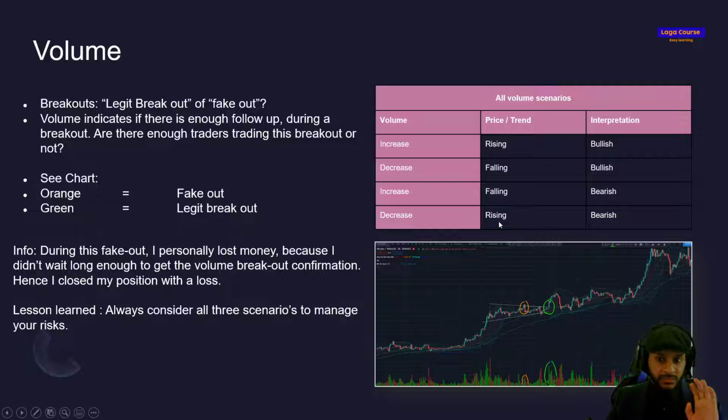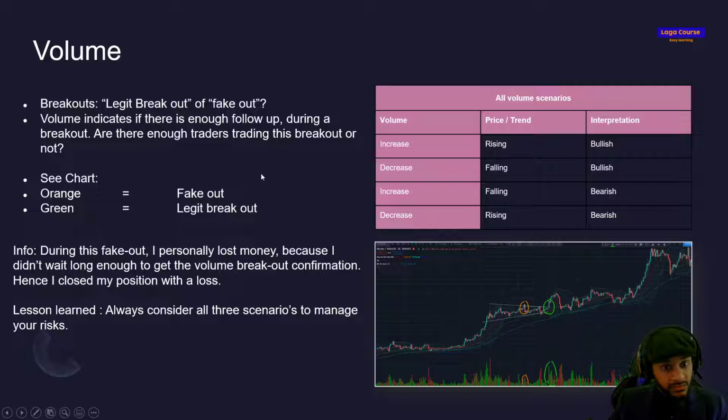It's rising, excuse me. Let's say that the volume is decreasing and the price is increasing, but there's not enough follow-up to make this breakout legit, then we can expect a fake out, which is displayed over here in the orange circle.